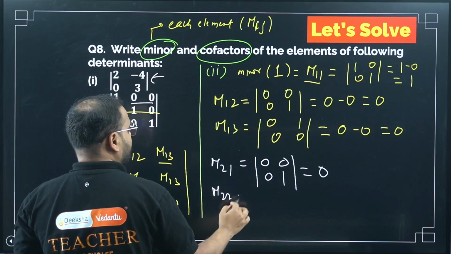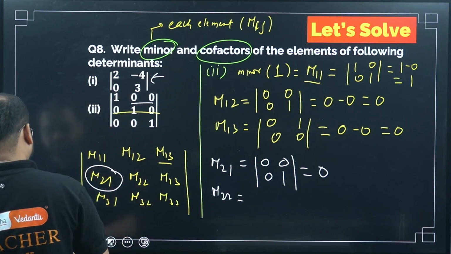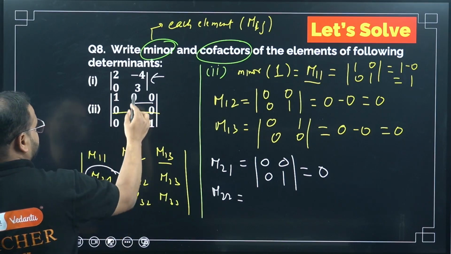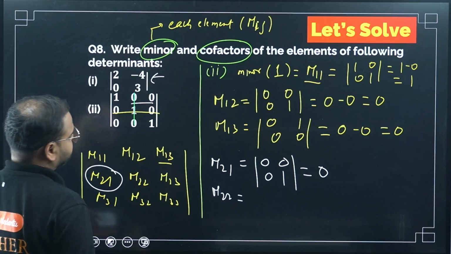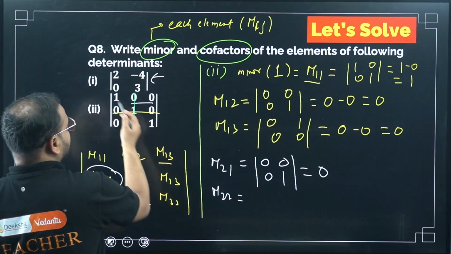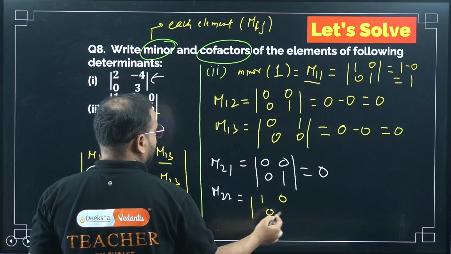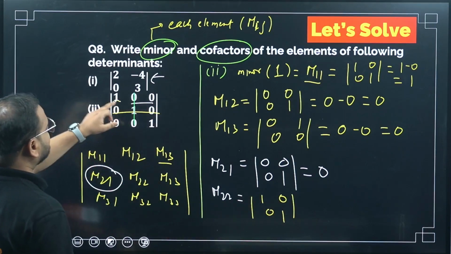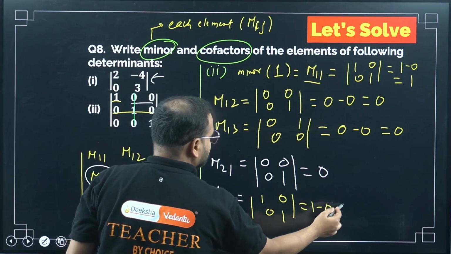M22. Please check M22. In this case, I will cancel this one. What do I have left now? For M22, I have 1, 0 and 0, 1. Please check this: 1, 0, 0, 1. How much is that? Simply 1 minus 0. How much is that? 1.